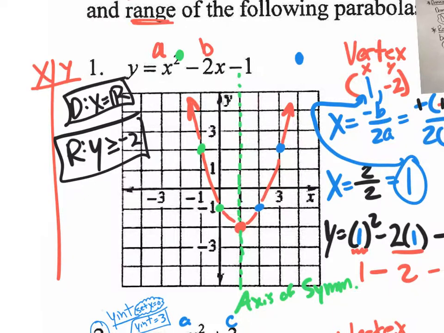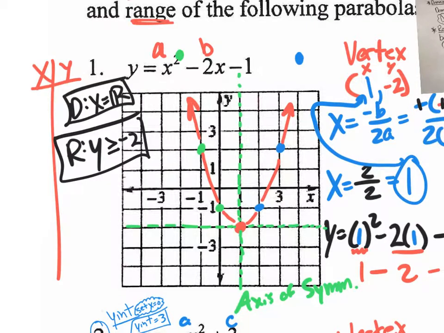Does that make sense? So the domain, it's going to be all real numbers all the time. Why? Because the parabola goes to the left forever, it goes to the right forever. But the parabola is only above this value. You see the line y equals -2? It touches that line, but then it goes back up. It doesn't exist down here. It only exists above this green line.